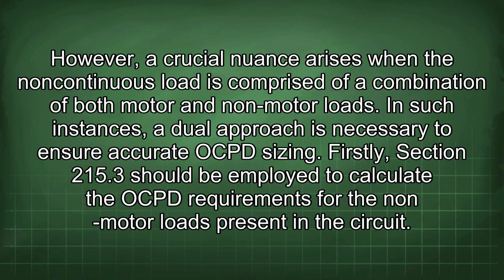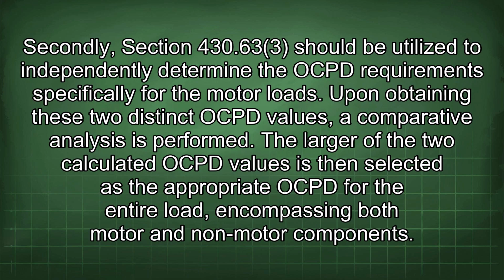However, a crucial nuance arises when the non-continuous load is comprised of a combination of both motor and non-motor loads. In such instances, a dual approach is necessary to ensure accurate OCPD sizing. Firstly, Section 215.3 should be employed to calculate the OCPD requirements for the non-motor loads present in the circuit. Secondly, Section 430.633 should be utilized to independently determine the OCPD requirements specifically for the motor loads.